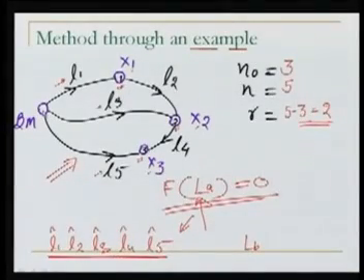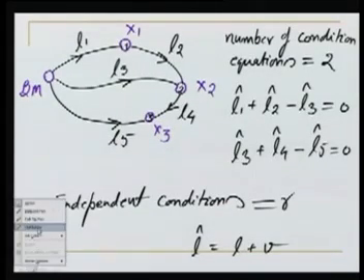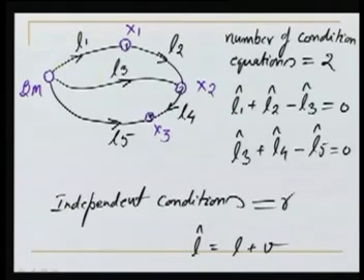So their sum should be 0. So this is how we can form the conditions. Well, the very first condition is along this road: L1 plus L2 minus L3, because the sign is important here. The L3 has been observed in this direction, so that's why I am using minus L3. So that's our first condition.